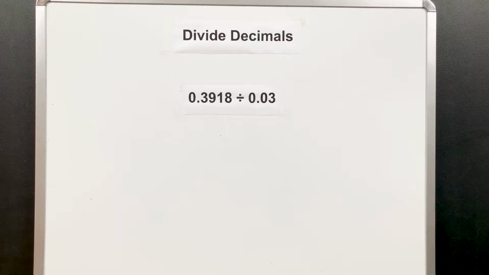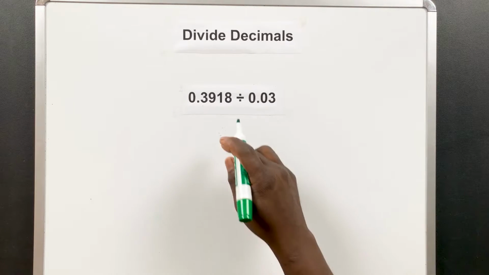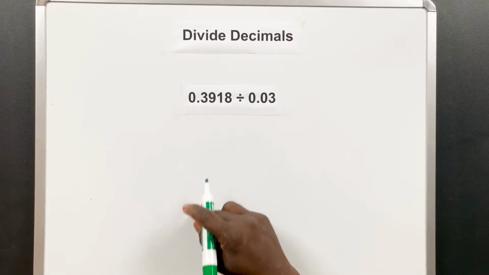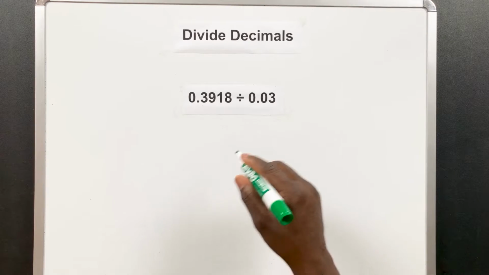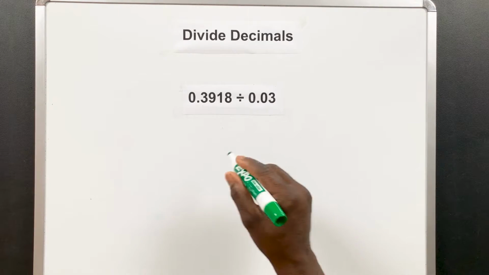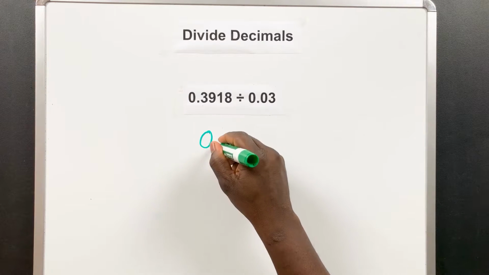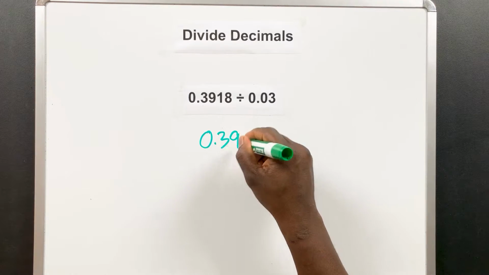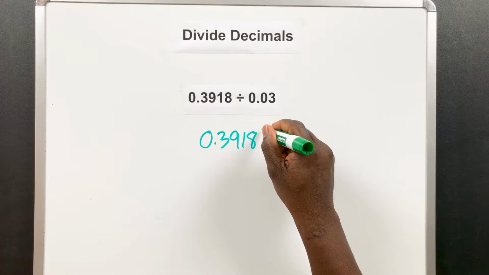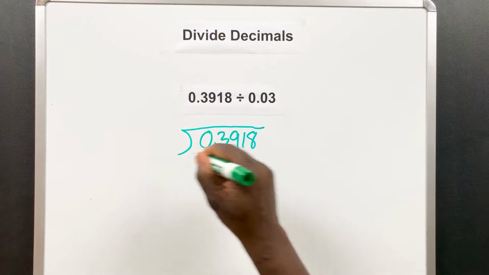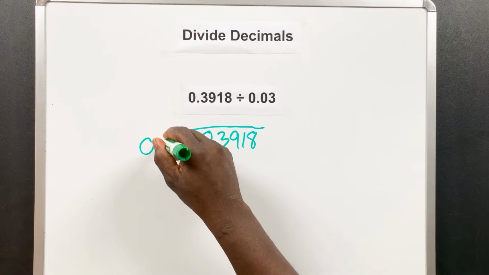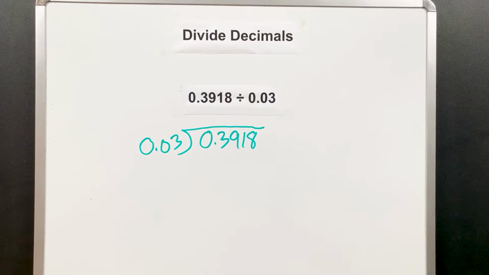So let me first rewrite this problem here, and I'm going to write it based on how I want to say it. So in this case, I have 0.3918, and that is divided by 0.03. All right, so we have our division symbol.